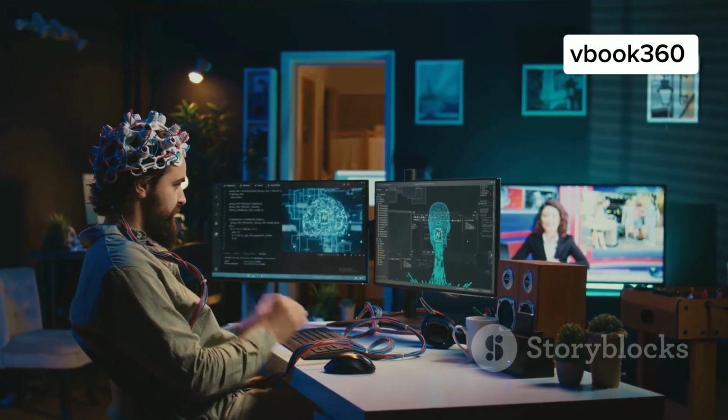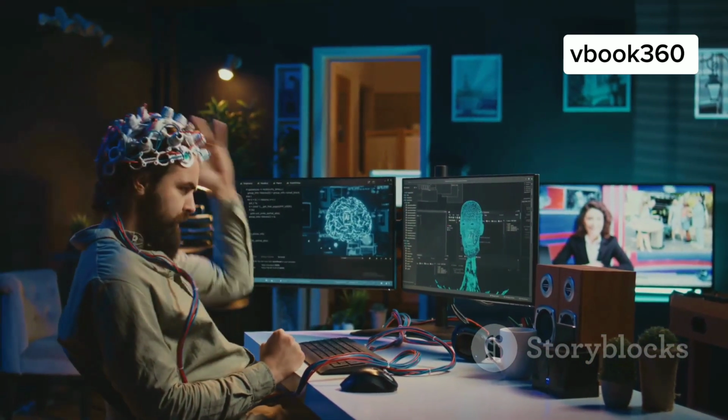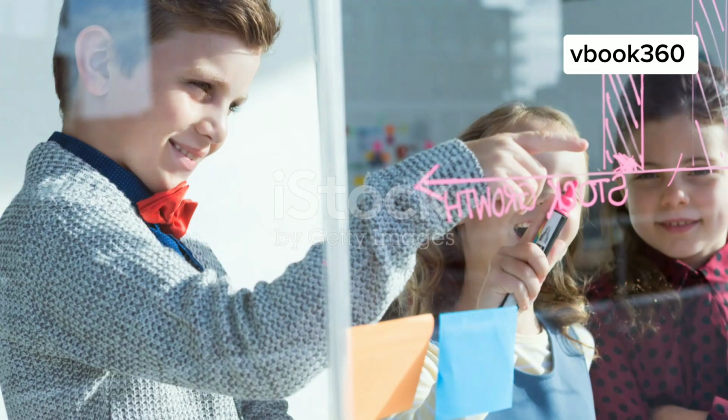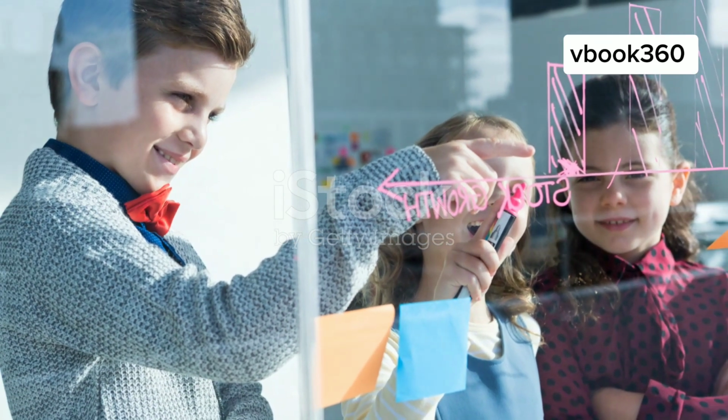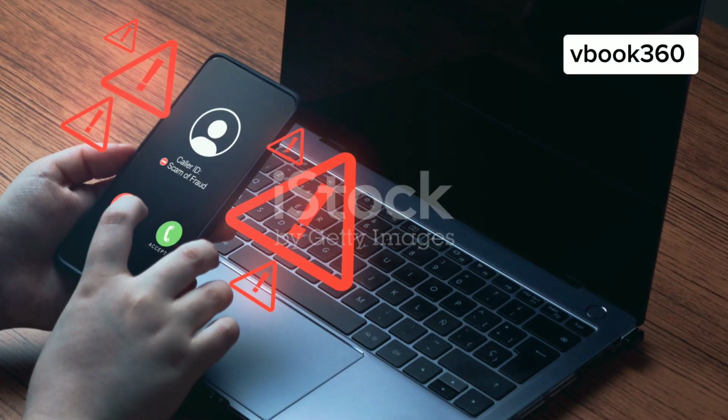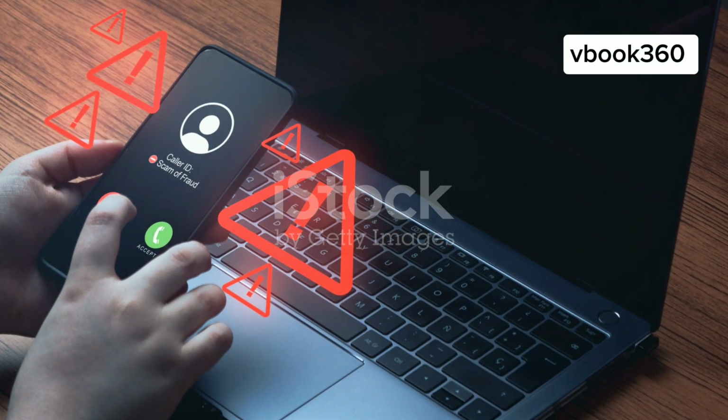This shift from recall to recognition has its advantages. It frees up our cognitive resources to focus on higher-level thinking skills such as analysis, synthesis, and problem-solving. However, it also raises concerns about the potential consequences of outsourcing our memory to external devices.